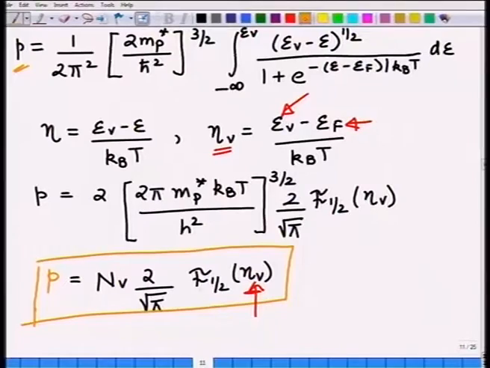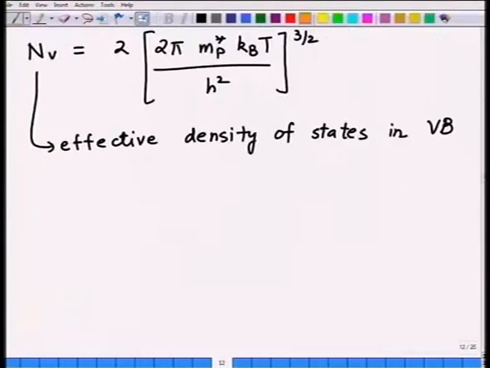If you give me the value of EF, then I can calculate NV, and therefore I can calculate this integral. Of course, NV is understood, that is all fundamental parameters: Planck's constant, the effective mass of holes, which comes from our E-k diagram, recall that, and temperature and Boltzmann constant, etc. So, I can immediately get the effective density of states.